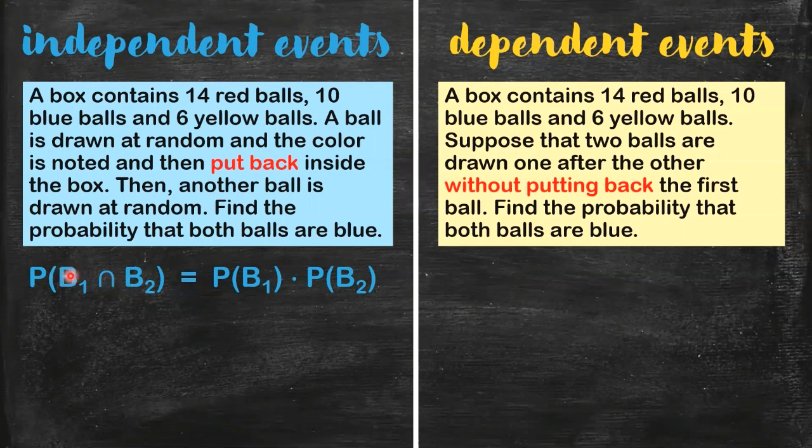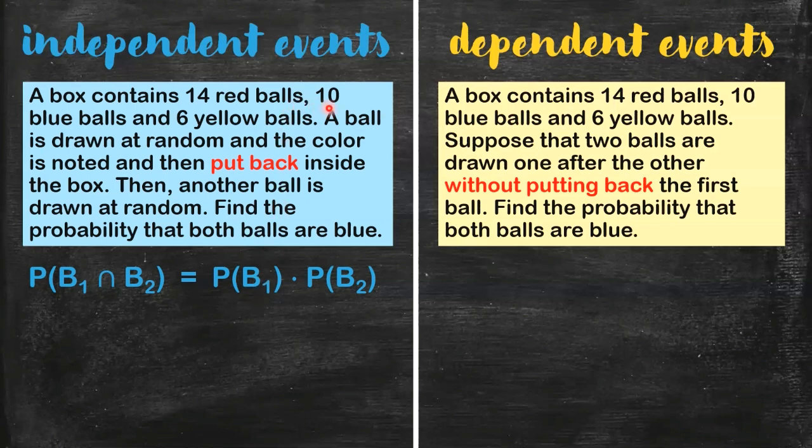Since these two events are independent, the probability of their intersection is simply equal to the product of their probabilities. Sige nga, what is the probability of getting a blue ball during the first draw? All you have to do is to count the number of blue balls.